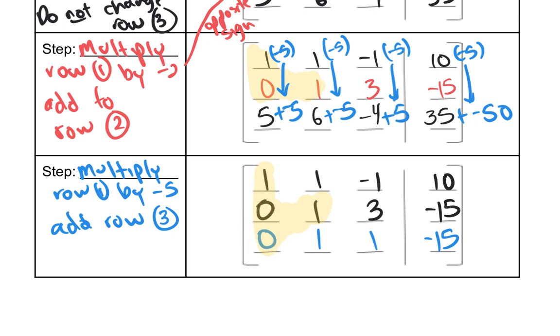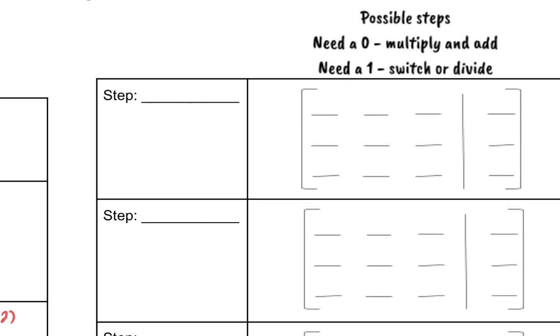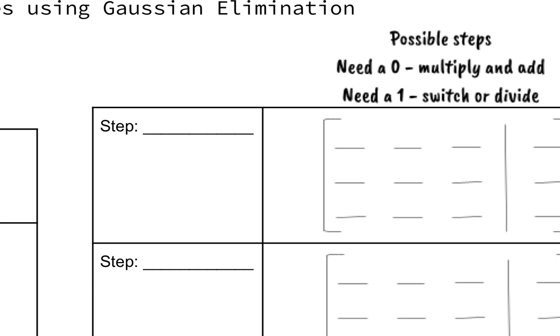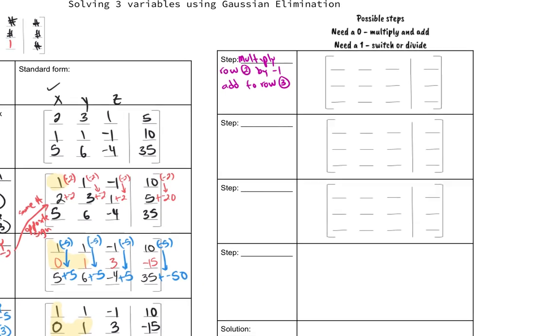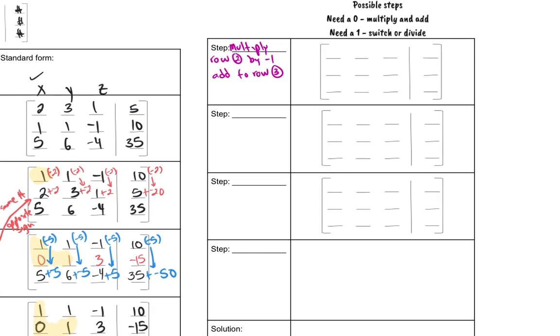So here's what the step is going to be. Since I need a 0, multiply and add to row 3. So bring the ones I'm not going to change over.